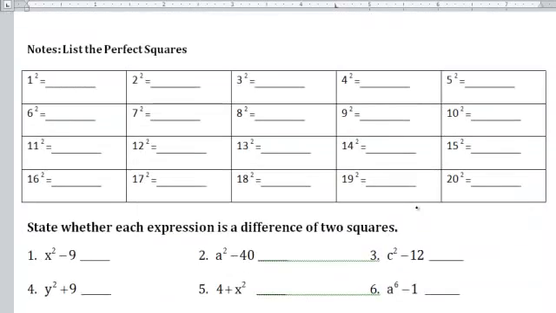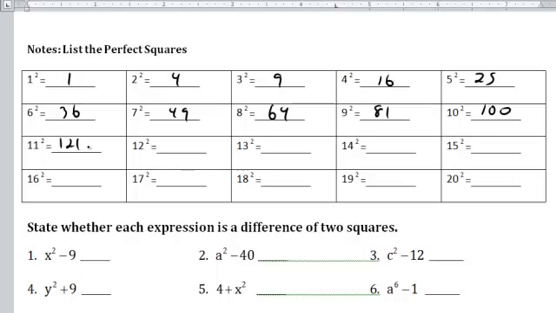Okay? All right, so our topic today is pretty fast. It says list the perfect squares. Okay, 1 squared is 1. You can put it in your calculator. 2 squared is 4. You guys should know these. 3 squared is 9. 4 squared is 16. 5 squared is 25. 6 is 36. 7 is 49. 8 is 64. 9 is 81. 10 is 100. 11 is 121.